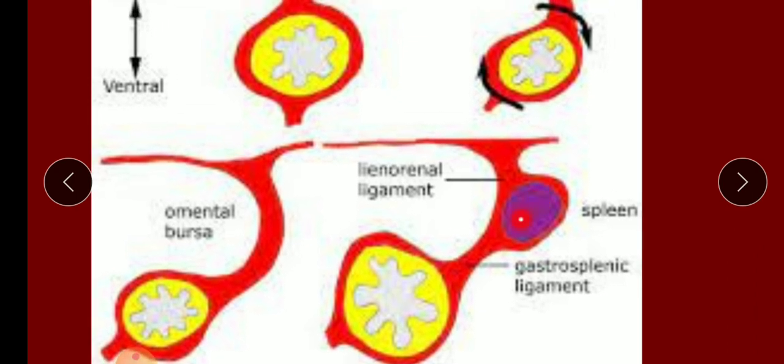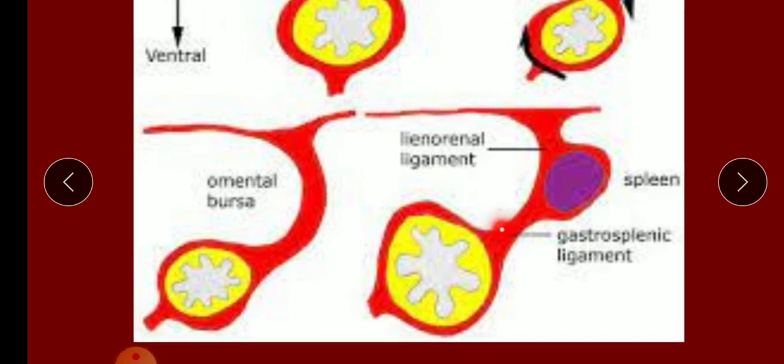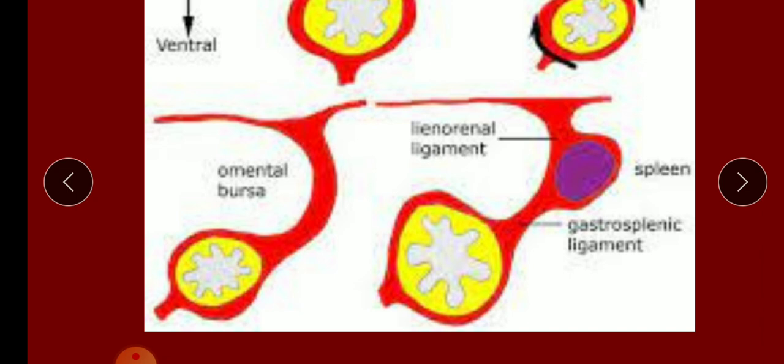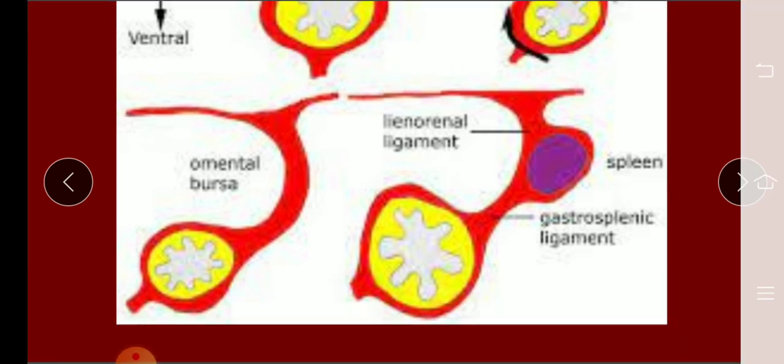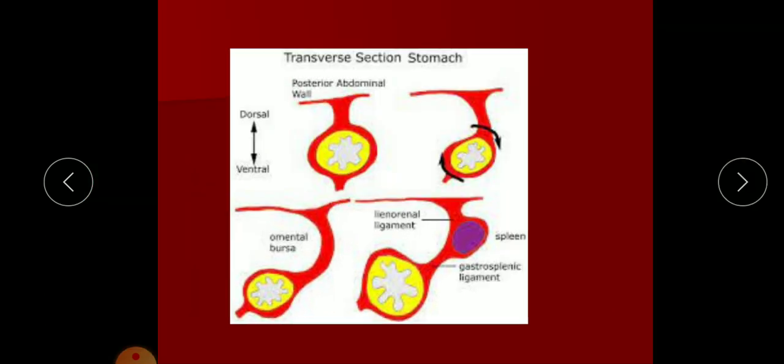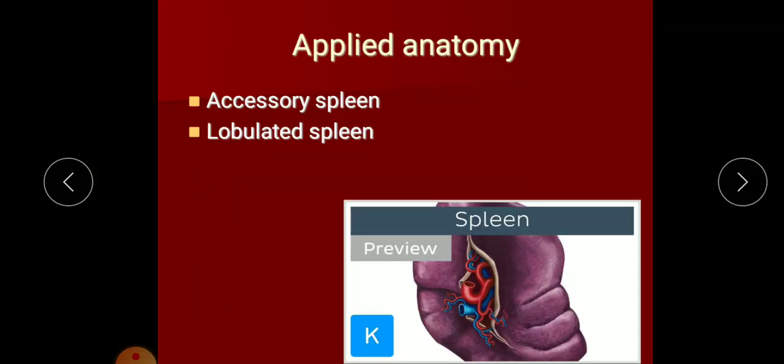And with the development of the spleen, this dorsal mesogastrium is now split into one ligament here, that is from the stomach to the spleen. So what you call gastrosplenic. The other one is from the spleen to the posterior abdominal wall, going in front of the kidneys. So you call it the lienorenal ligament. Fine. So that is how you get the development of the spleen.